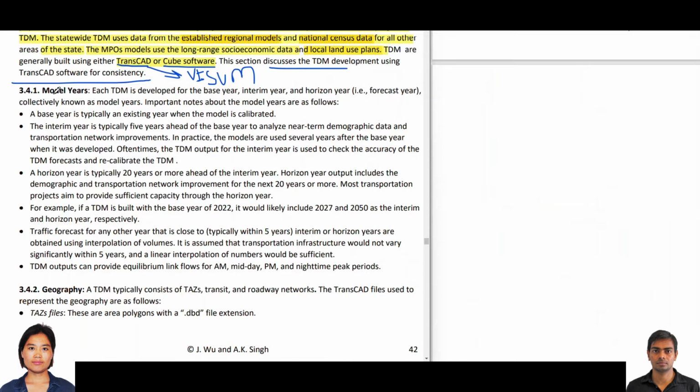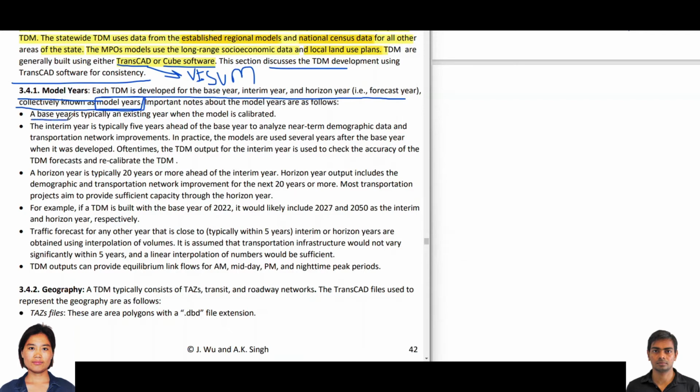Let's look at some of the terms that are very frequently used in TDMs. The first one is model years. Each travel demand model is developed for a base year, an interim year, and a horizon year. Many times there are more years, but these three are the minimum that are always there in a travel demand model. They are collectively known as model years. So one term to remember is model years. Important notes about model years are as follows.